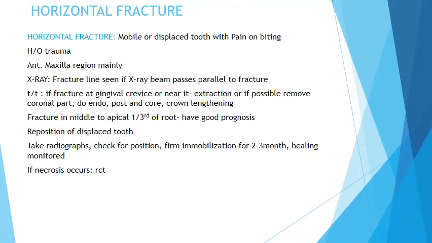Now if the fracture is in the middle to apical one-third of the root, it generally has a very good prognosis. First you will reposition the displaced tooth. We will take radiographs and monitor the position of the displaced tooth. Then we will do firm immobilization for 2 to 3 months and monitor the healing. During this period, if necrosis happens, you will do the root canal treatment of the tooth. That's all we need to know about the horizontal root fracture.